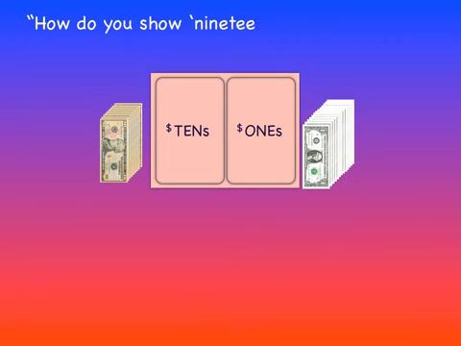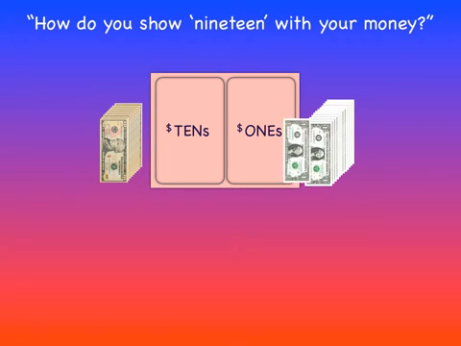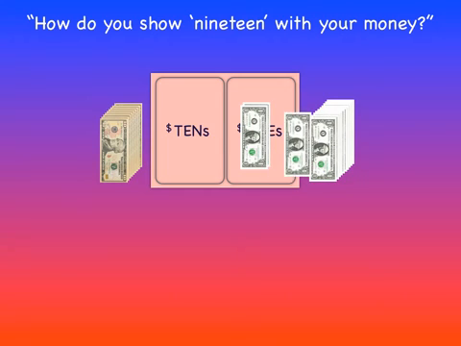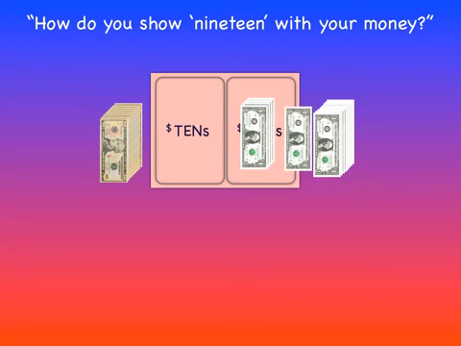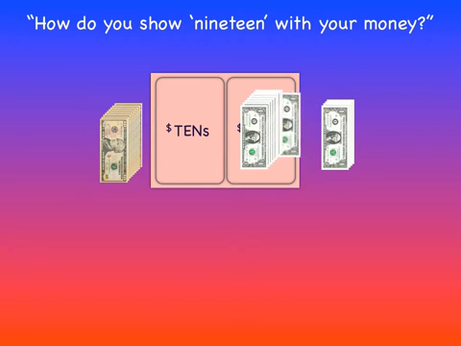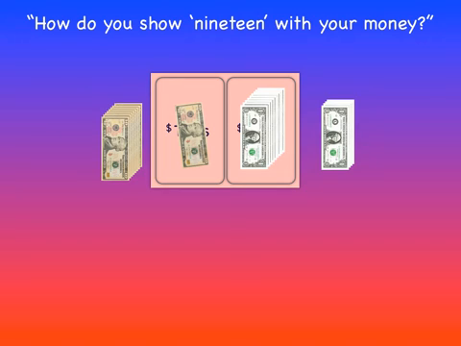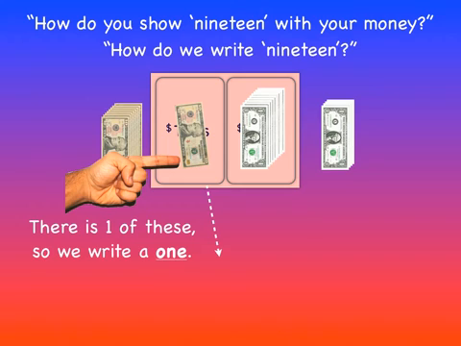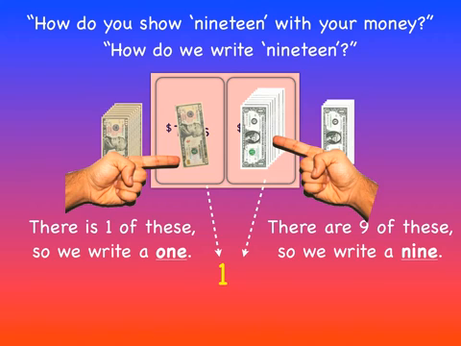Well, here's a new challenge. How do you show 19 with your money? I bet you could figure it out. Are we going to have 9 over here? Yep. 3, 4, 5, 6, 7, 8, 9. And then we need a $10 bill. And how do we write 19? Well, there's only one $10 bill, so we write a 1. But we got 9 ones, so we write a 9. 10 and 9 more, 10 and 9, 9 and 10, 19.